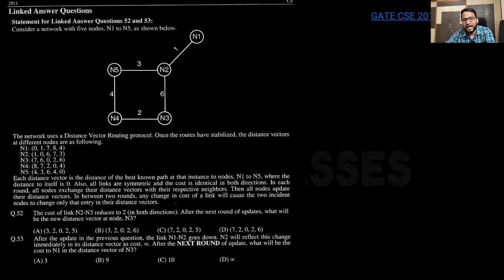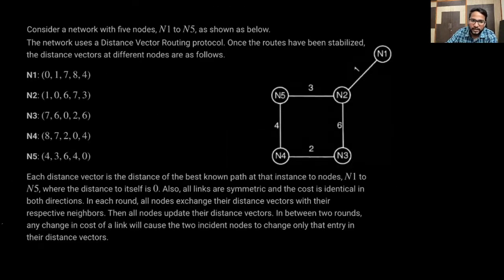Since this has two parts, I have written that in the next slide. This is one part, the GATE 2011 question. Let's see very carefully what they are saying. Consider a network with 5 nodes, n1 to n5, as shown below, and the network uses distance vector routing. Once the routes have been stabilized, the distance vectors are as follows. They are saying that this is the fixed distance vector once everything is finalized.